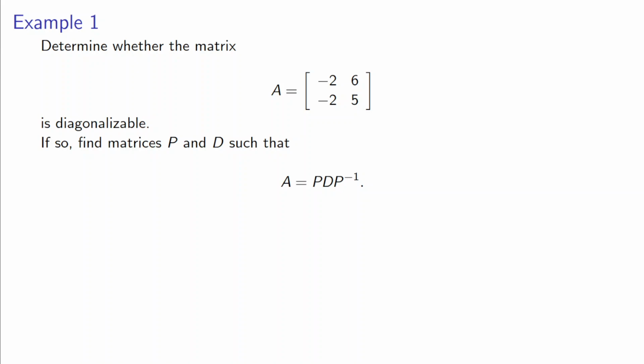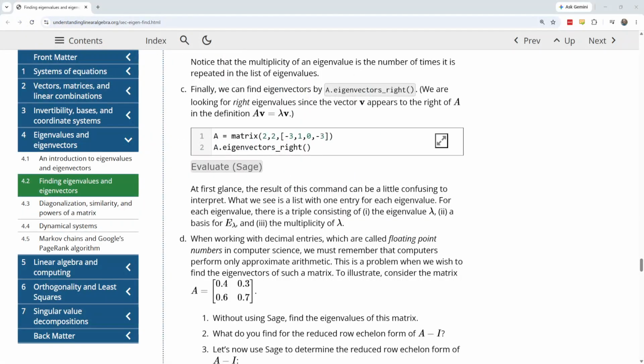I will use Sage, and I'll show you that in our book to find the eigenvalues and eigenvectors, which is something we've seen in the previous video, but just as a reminder. So we've got this matrix, negative 2, 6, negative 2, 5. We're going to look at first for eigenvalues and eigenvectors. So again, let's jump to our book.